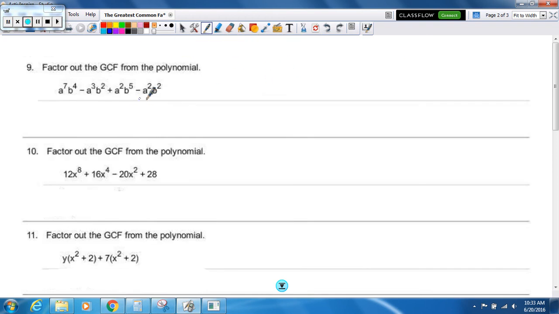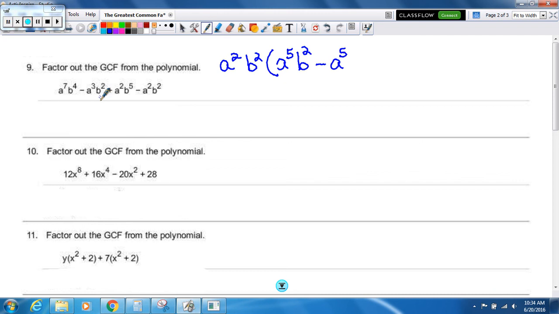This next one we have for my a's, my smallest exponent is a 2. And for my b's, the smallest exponent is also a 2. So if I have 7 a's and I took 2 out, that's 5 left over. I have 4 b's, I took 2 out, so that's 2 left over. Then I have a minus sign.